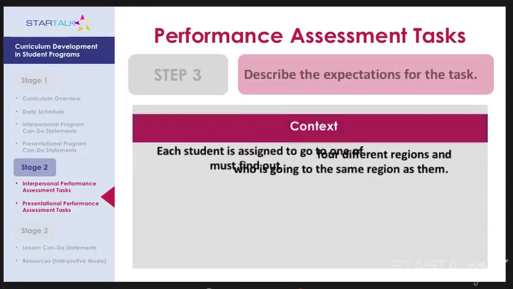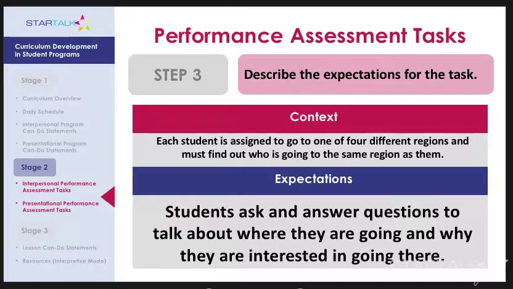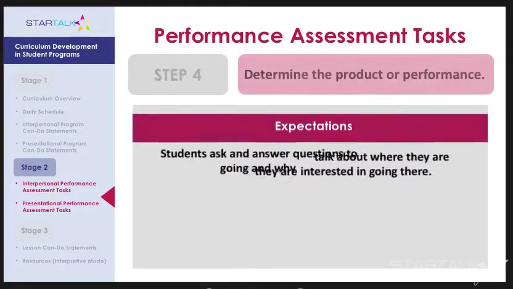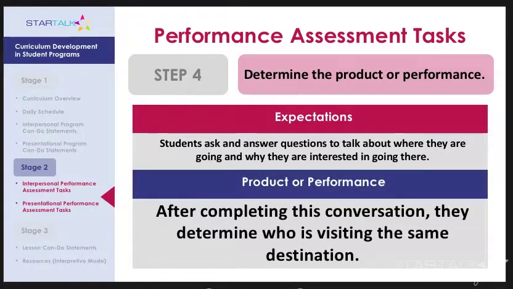Then, with the purpose and context in place, it is time to detail the expectations. This actually tells students what they will do during the task. Here, they will ask and answer questions to talk about where they are going and why they are interested in going there. Finally, there is a brief description in step 4 of the type of product or performance that will anchor the task. After completing the conversation, they will determine who is visiting the same destination.